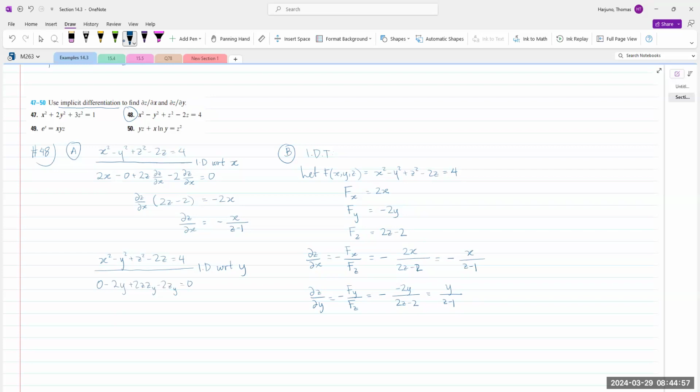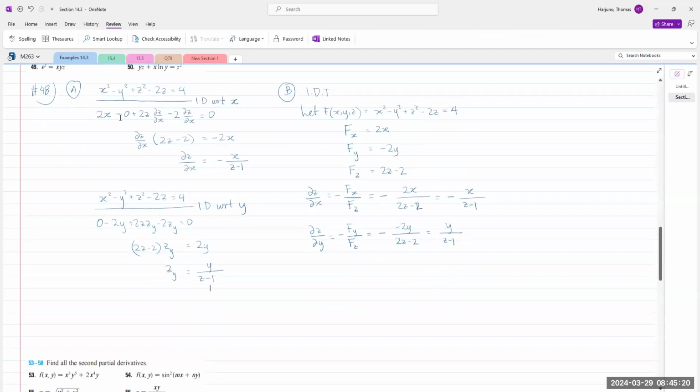Okay, so we have (2c minus 2) times c sub y equals 2y. So c sub y equals y over (c minus 1). I cancel the 2 at once. So you see that we get the same result, right?